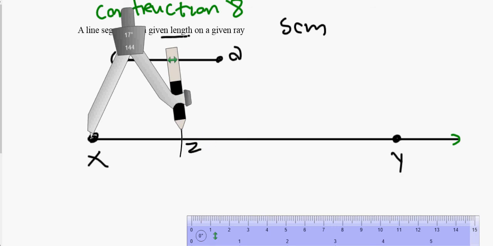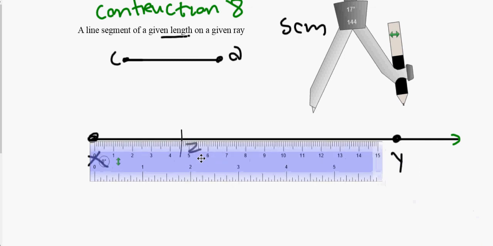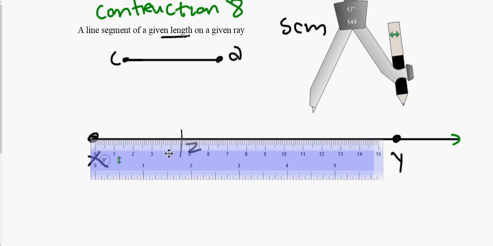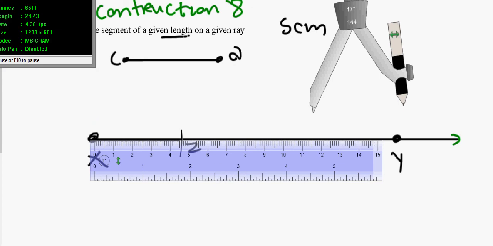Okay, and then to draw the ray, all we got to do next is get a straight edge and then shade it in. This is our line segment here. Just make sure you shade it in. Might have went over a little bit. So this is the ray drawn on the actual line. Okay, so there we go. So that was construction 8. So that's construction 8 done.